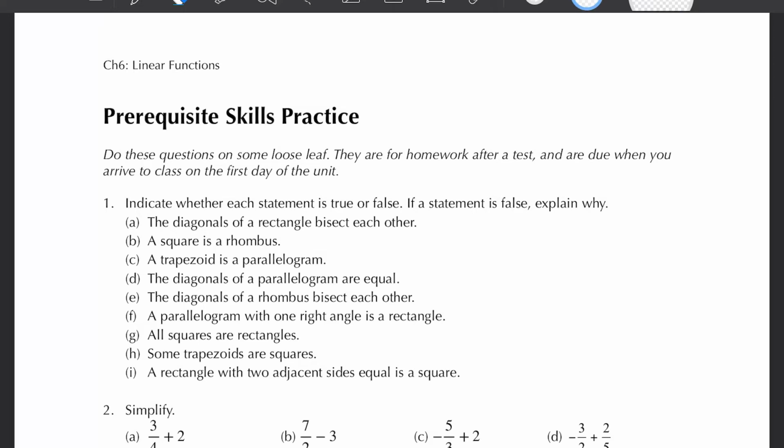Hello, this is Mr. Stein, and in this video, we're going to work through some of the questions from the Prerequisite Skills practice. Okay, here's our Prerequisite Skills for Chapter 6.